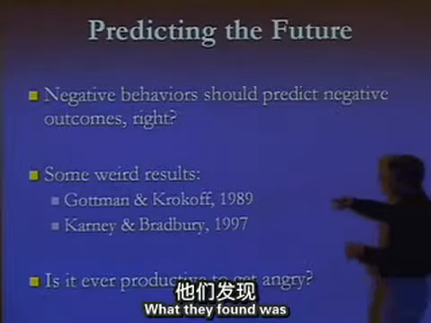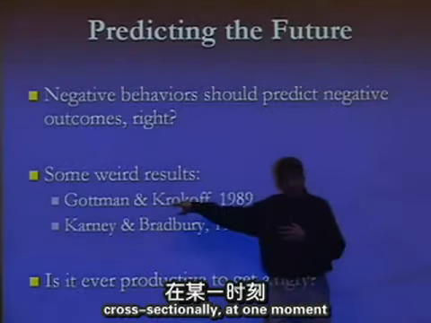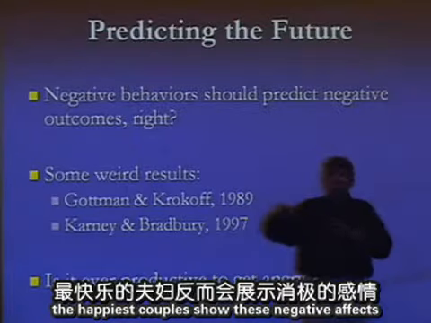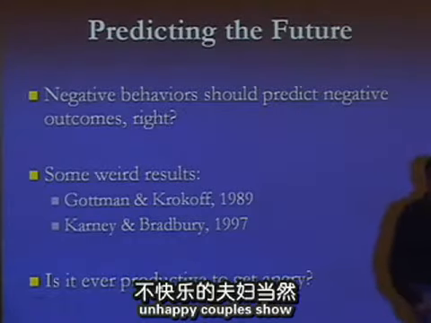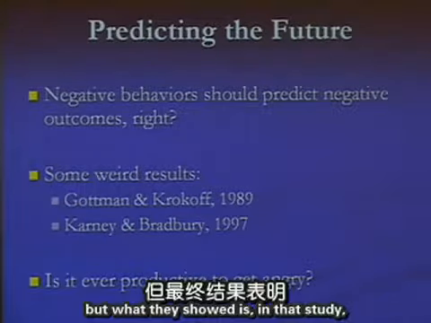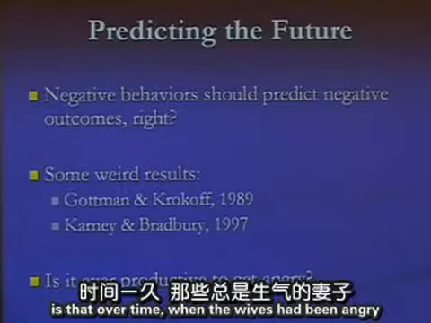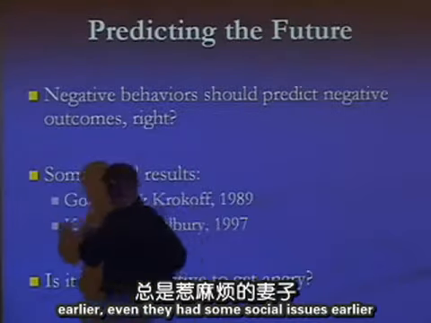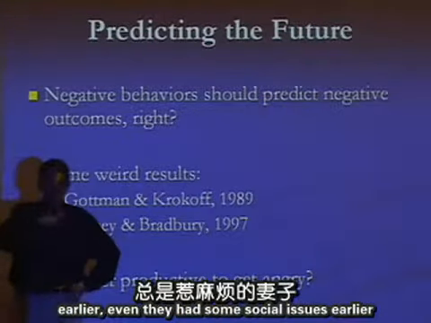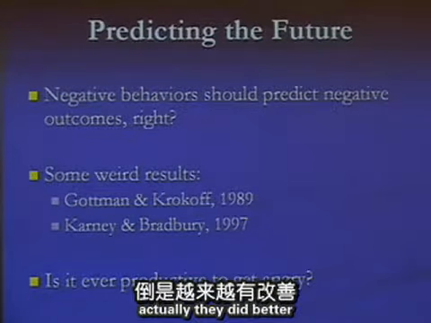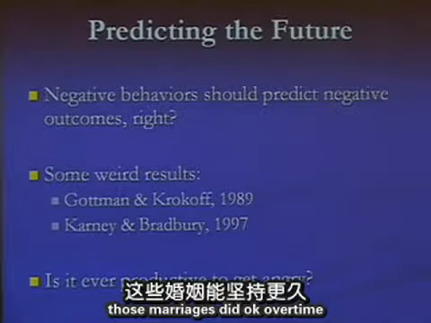And what they found was that cross-sectionally, in other words, at one moment, the happiest couples showed less of the negative affect. And the unhappy couples showed a lot more of the negative affect. Sounds great. But what they showed in that study is that over time, when the wives had been angry earlier, even though that was associated with less happiness earlier, over time, the angrier wives declined less. They actually did better. Those marriages did okay over time.